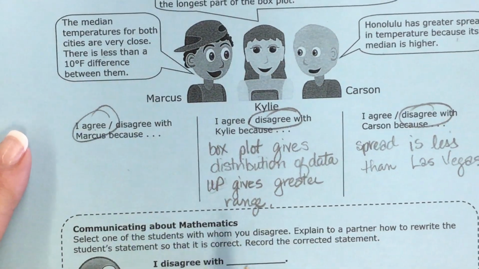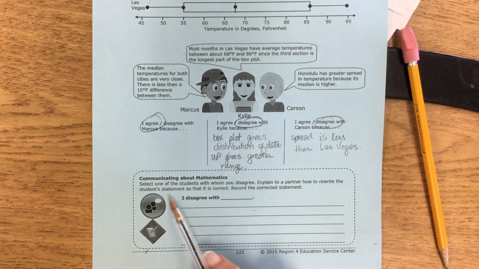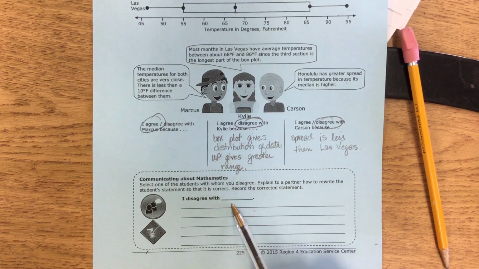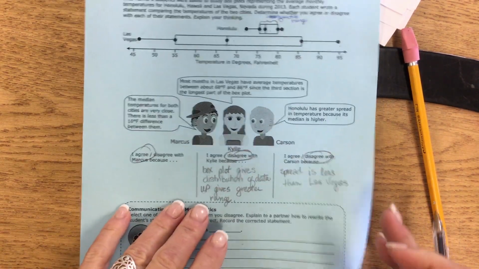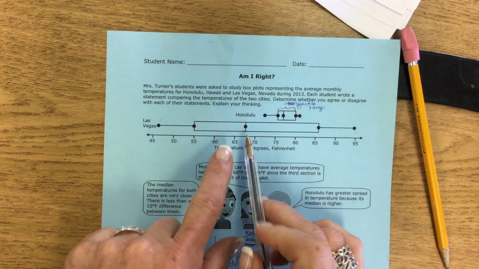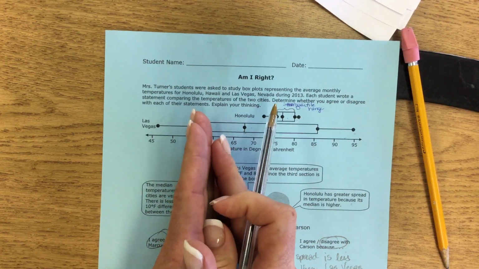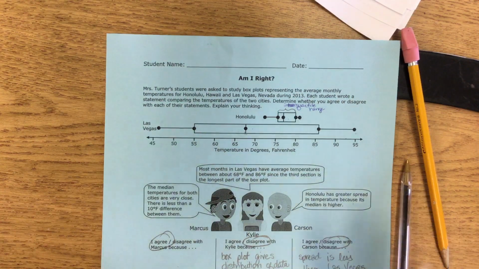So at the bottom, I want you to put together some sentences into a summary. Select one of the students with whom you disagree and explain to a partner. Actually, don't even bother with this. I apologize, I didn't read this one. But hopefully you understand now that it's not the mean that it gives you, but actually the distribution of data that is provided. Okay? Go ahead, stick that in your journal, make a pocket.